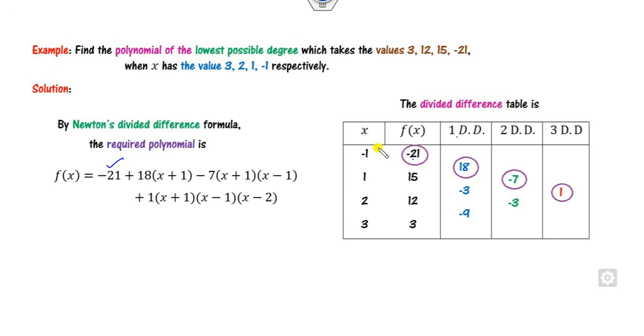18 is the first divided difference, which we write with the first number only. Minus 7 is the second, so we write it with two numbers. 1 is the third, so we write it with the first three numbers here. Now you can open this bracket, and you will get the required polynomial as the answer. If somebody asks to find the value of f of 4, you can substitute 4 in either this or this equation.